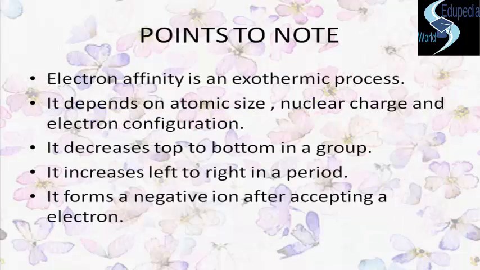So friends, now we shall conclude this session with a few points. Electron affinity, we can say, is an exothermic process. It depends on atomic size, nuclear charge, and electron configuration. It decreases from top to bottom in a group and it increases from left to right in a period. It forms a negative ion after accepting an electron.